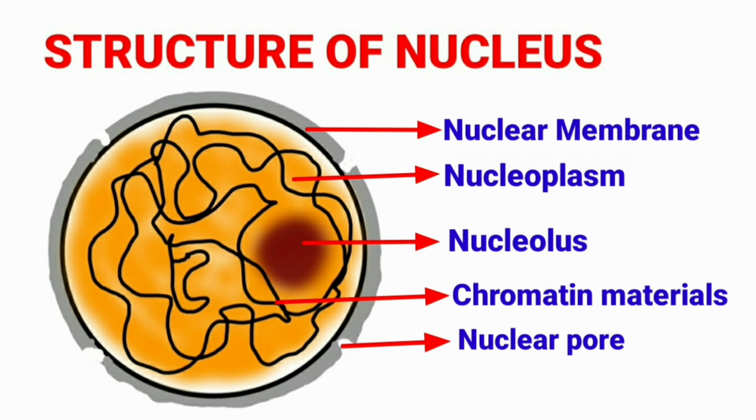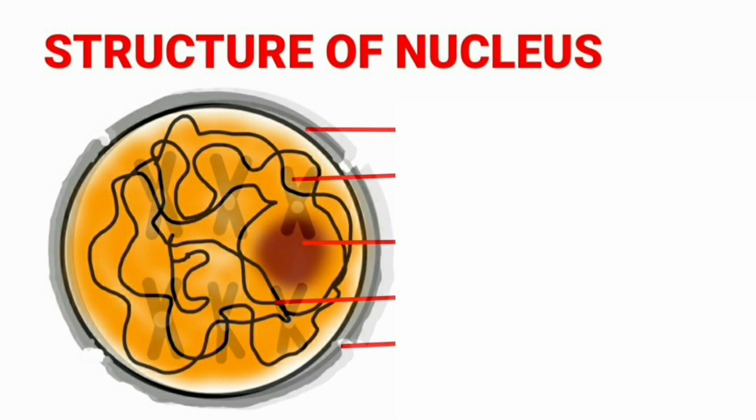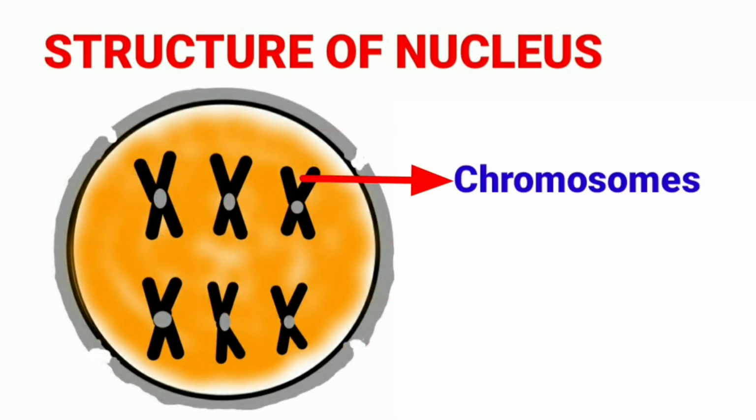At the time of cell division, this chromatin material condenses to form rod-like structures called chromosomes. Chromosomes are important because they are only seen at the time of cell division. A chromosome is made up of DNA and protein. In the DNA, the functional unit is known as genes.